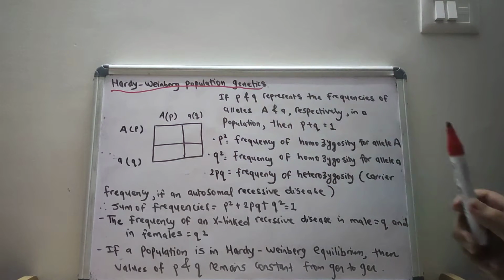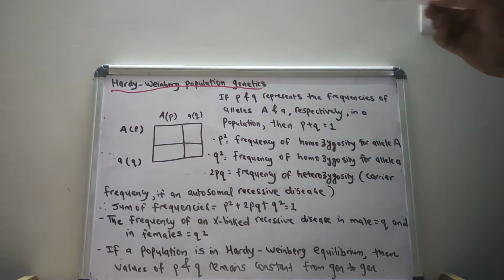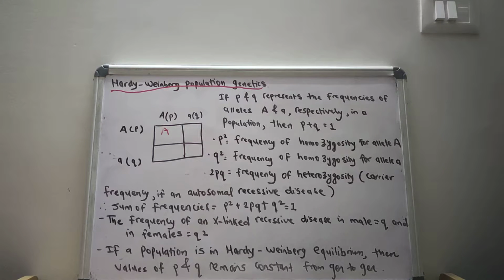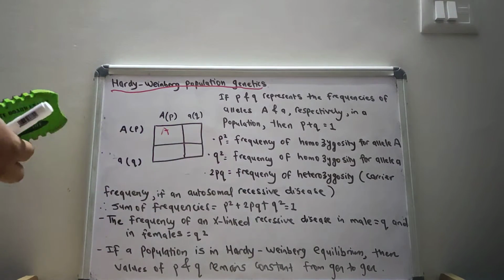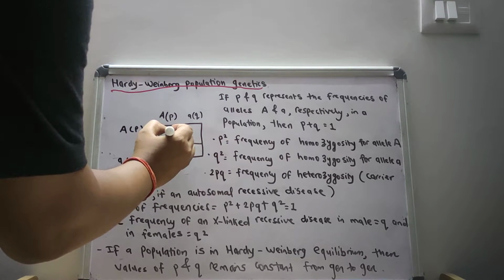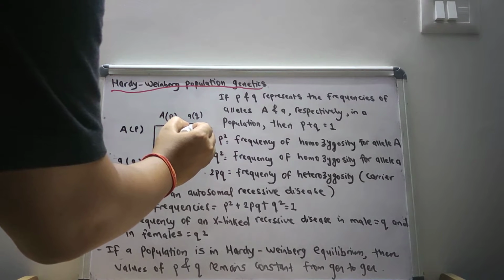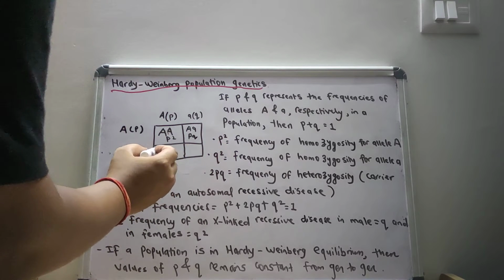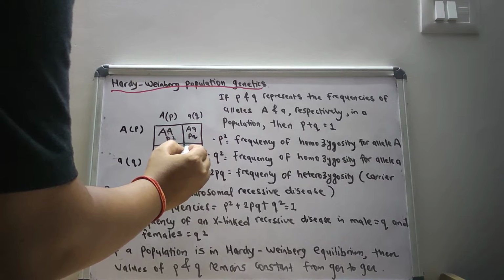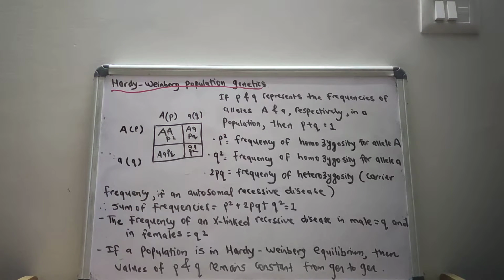So what happens? Let us draw some square boxes here, and as a rule we know that it becomes AA, P square, and it becomes Aa, small a, PQ, and it becomes aa, Q square. So it becomes like this.